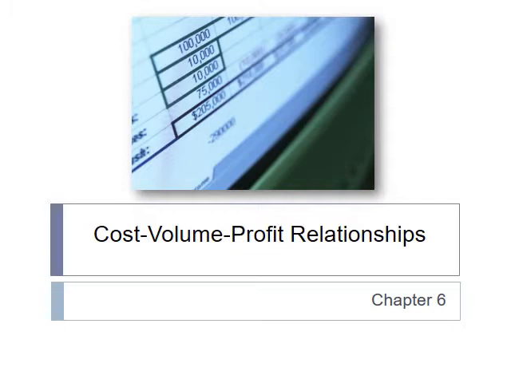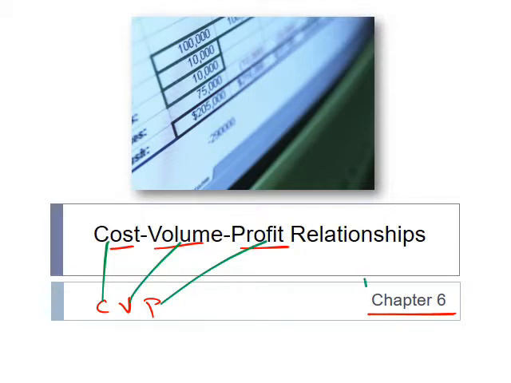Today we will talk about chapter 6 from your book, Cost Volume Profit Relationship. The other name of this one is called CVP analysis. So here C for cost, V for volume, P for profit. So why are we including this cost volume profit analysis in our managerial accounting?